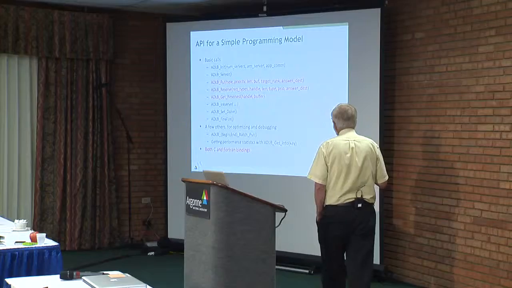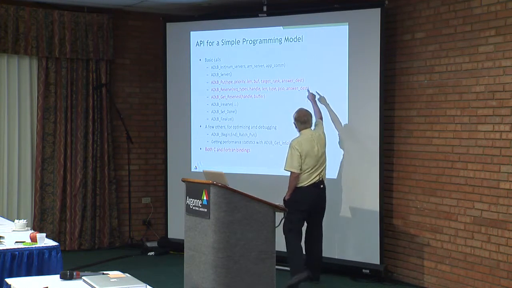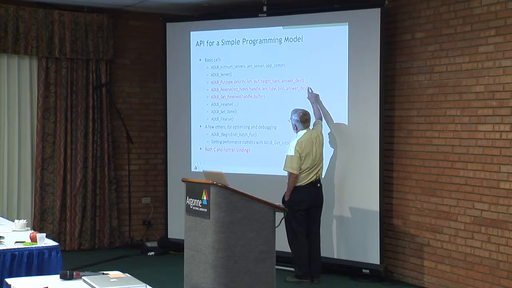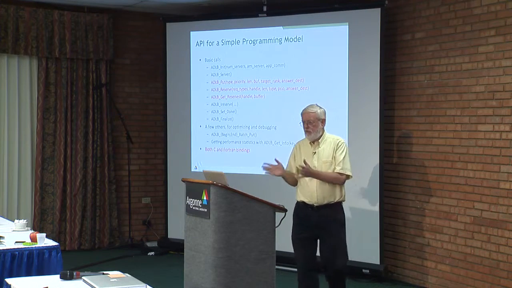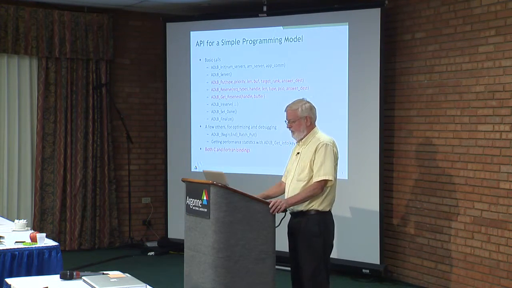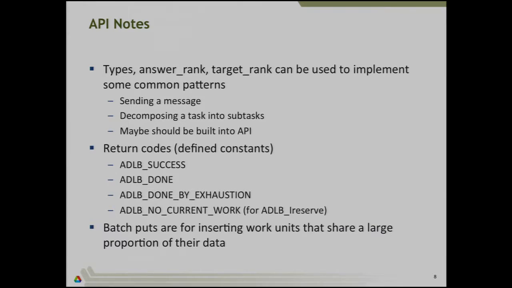So this is the put, and these two things are the get, and they are the only things that really matter. Everything else is just a little bit of management. But altogether, there are really only 10 functions in the API. So this is just a few details. We can use these types and the anchor and the answer rank and so forth to set up some common patterns that we might otherwise have in our programs, like loops and decomposing tasks, sending messages and so forth. Maybe these higher level patterns could be built into the API, but they aren't.